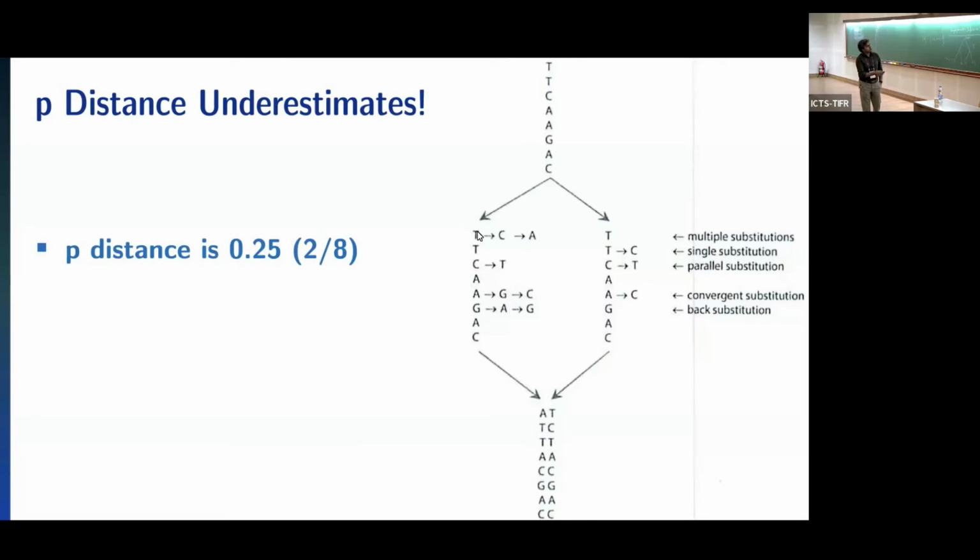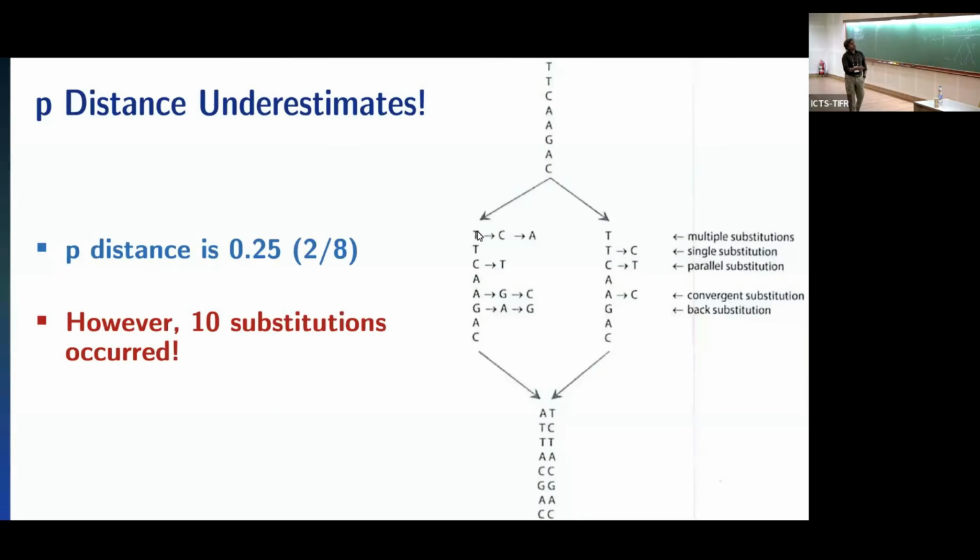But if you look at the P distance between these two sequences, you will see it is basically 2 out of 8. So 2 positions are different. But we can already see that so many mutations really happened over here, right? So there are 10 substitutions which happened during the evolutionary history, but we are just saying that 2 positions are different. So that means P distance is always underestimating the actual evolutionary distances, right? So what is the way for correcting this?